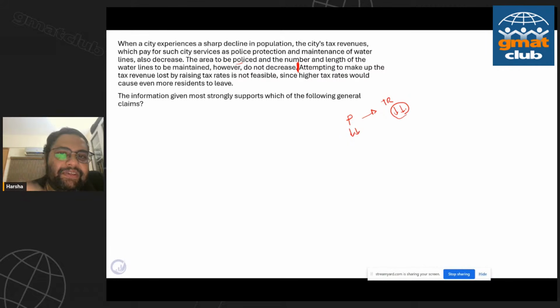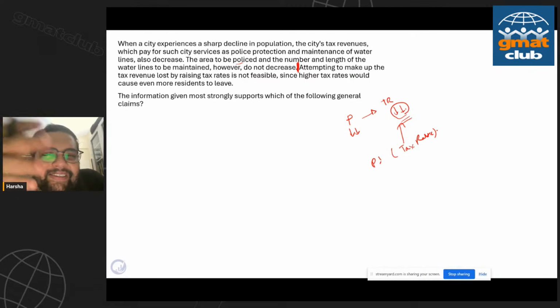Now, the author continues: attempting to make up the tax revenue lost by raising tax rates is not feasible. In other words, you're in a situation where you're seeing a tax revenue decline because population is coming down, and you need money for your policing and water maintenance. But the issue is if you want to make money by increasing the tax rate, right? My population is coming down, but what if instead of 20% I increase the tax rate to 40% or 50%? The problem is that's not feasible. That's what is given to us.